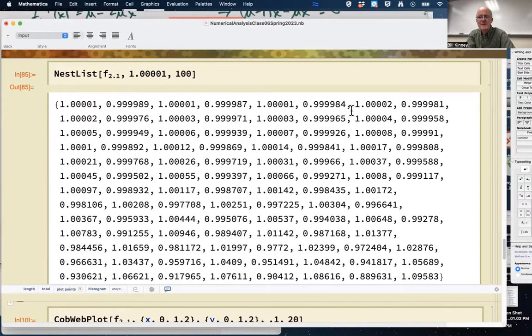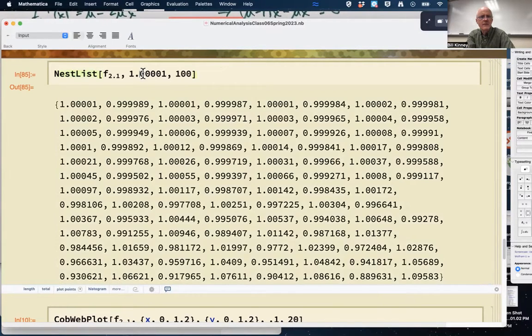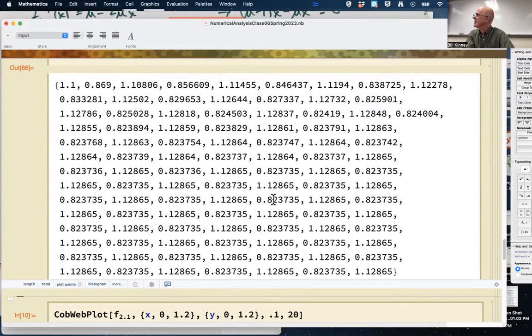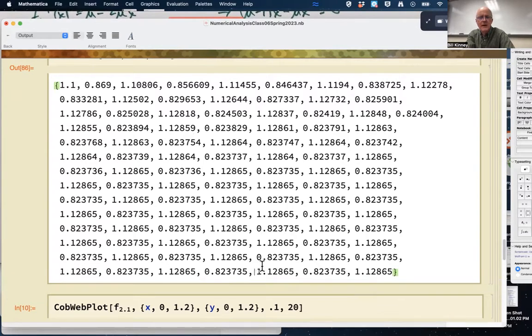Can you still describe the behavior of those iterations in the long run? Let's pick 1.1 instead here. There's still a pattern here. In the long run, it seems like we're heading toward bouncing back and forth between 1.12865 and 0.823735, right? There is a long run behavior, it's just not a fixed point. It's called a 2 cycle, a cycle of period 2. That's what it's called.